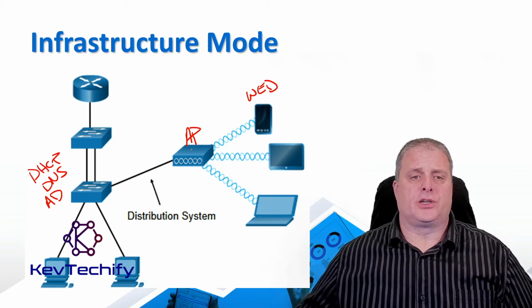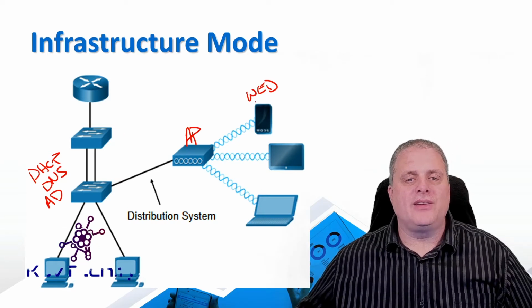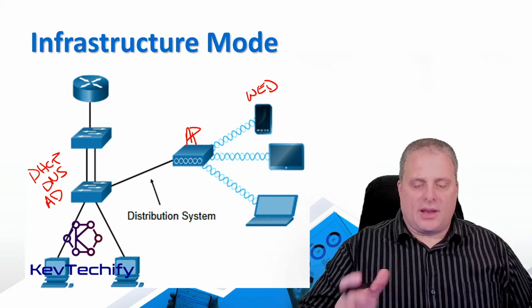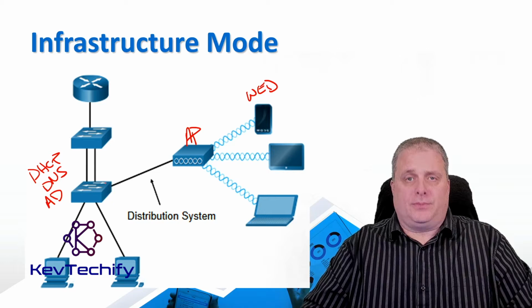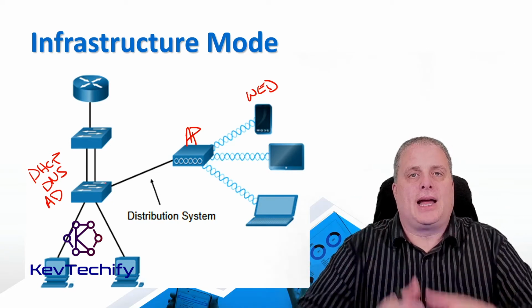And so this is infrastructure mode. You have an existing infrastructure. You're providing your wireless end devices a way to connect into your network, a way that a user can have their laptop connect into the corporate network and see all of those resources on that corporate network.